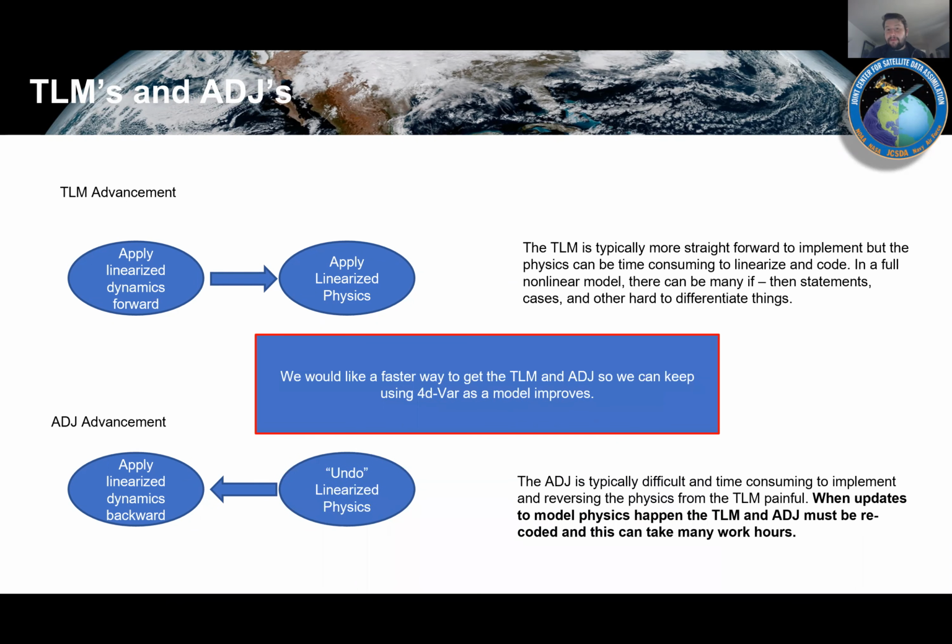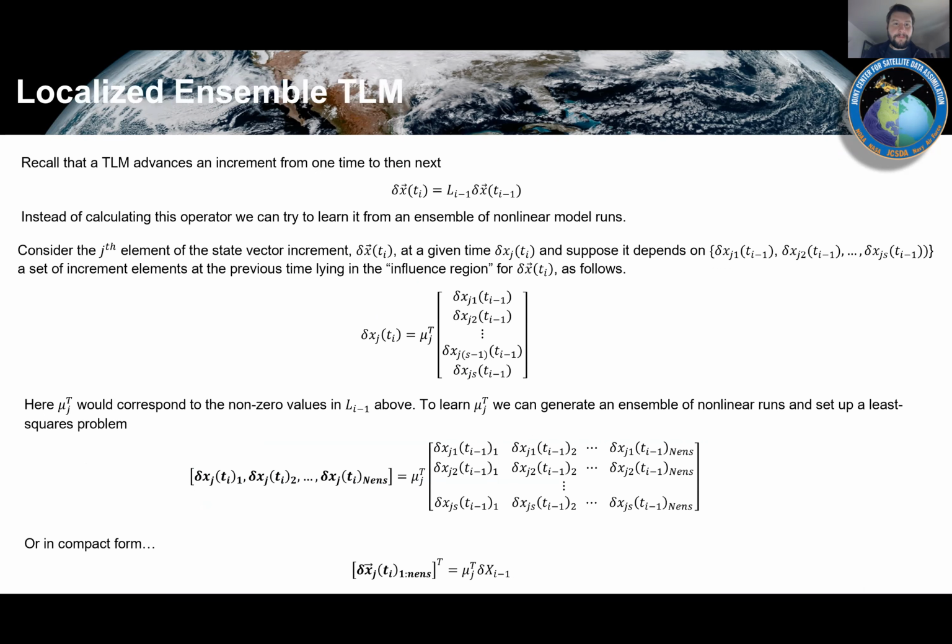So it would be nice if we had a different way to get tangent linears and adjoints, because that's what makes 4D-Var practical, so that we can keep on top of these things as model advances happen, or as model resolution changes even. Just being able to do something a little different to get the same object that we need to do 4D-Var.